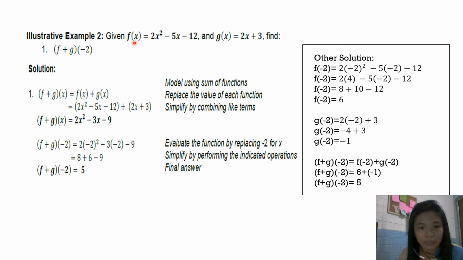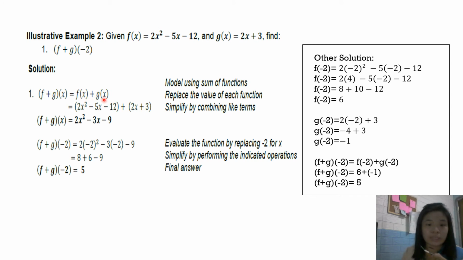So, here we have a given of f of x equals 2x squared minus 5x minus 12, and g of x is equal to 2x plus 3. So, we're asked to find f plus g of negative 2. So, hindi na siya x, no? Negative 2 na siya. Meaning, we will evaluate na the result of the operation of function, which is the addition. So, we have f plus g of x, which is also known as f of x plus g of x, right?